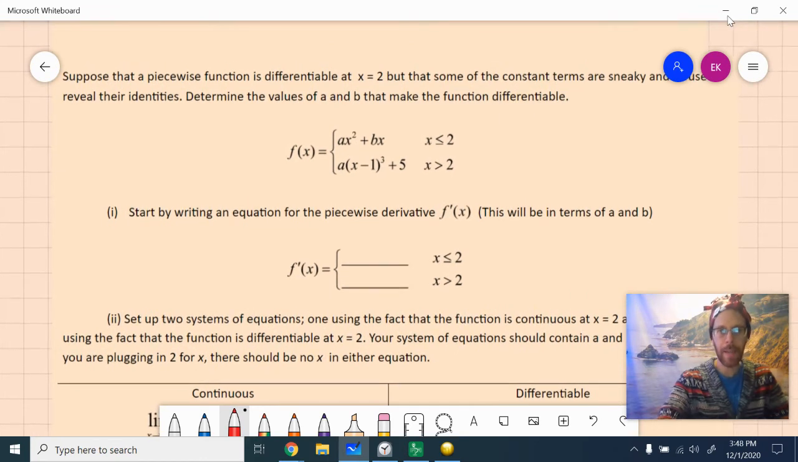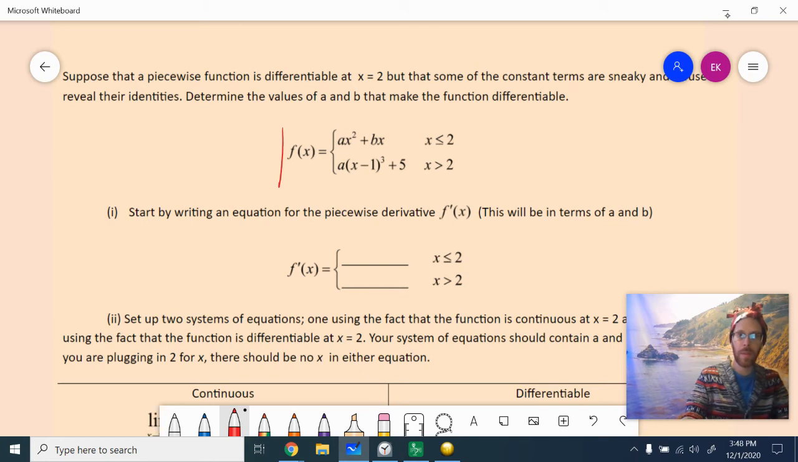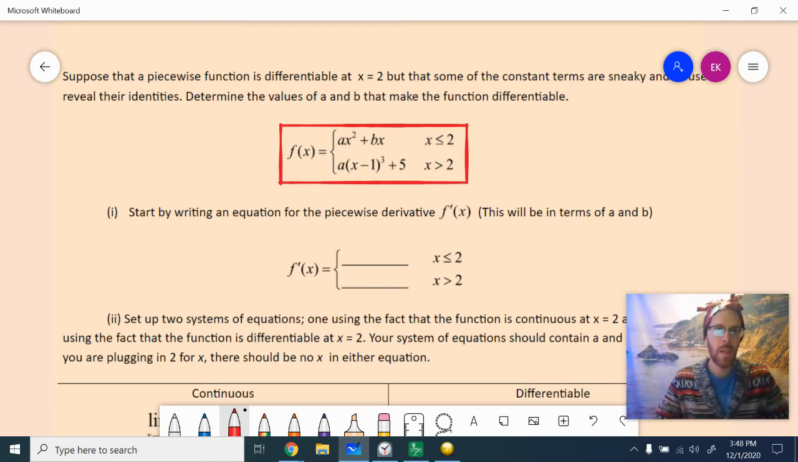Here's the big game for today. Suppose I give you a crazy looking piecewise function, something like this. Suppose that a piecewise function is differentiable at x equals 2, so you can take the derivative at 2. But some of the constant terms are sneaky and refuse to reveal themselves. Determine the values of a and b.